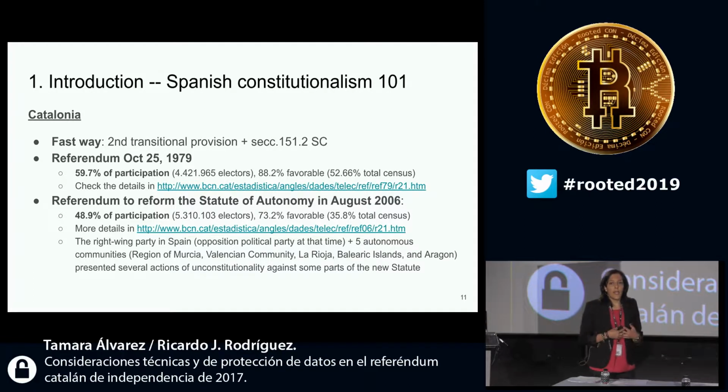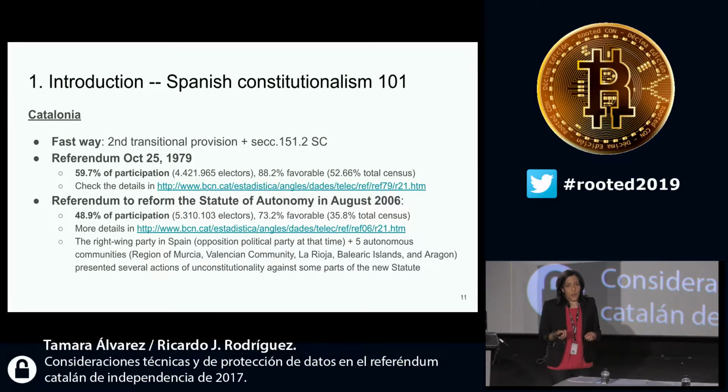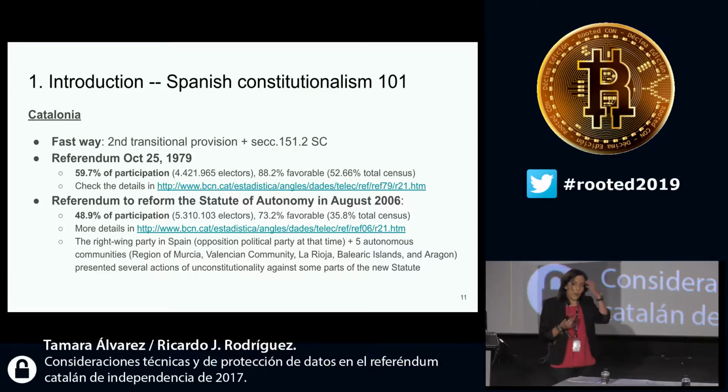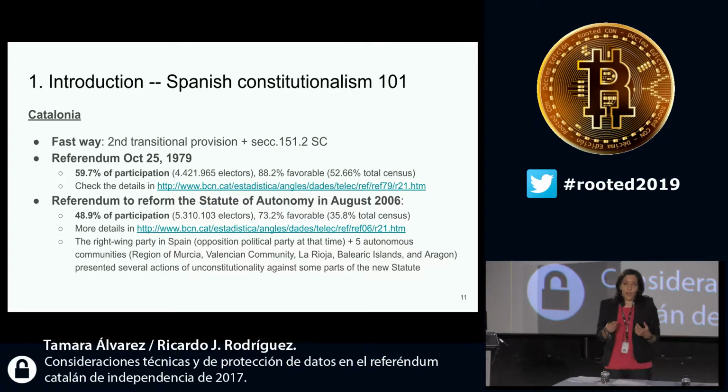So on October 25th, 1979, they submitted their statute to a referendum to be approved as an organic law in the national parliament. And what are the participation data of that referendum? If we go to the official data, we have about 59.7% participation in the vote. Of those, 88.2% were in favour, meaning about 52 or 53% positive votes for that bill.